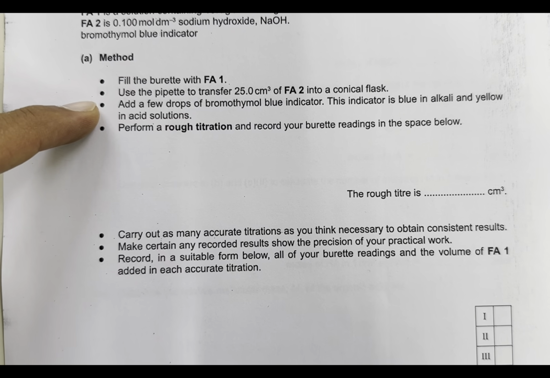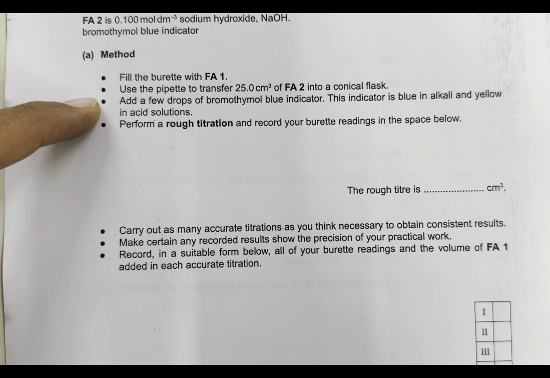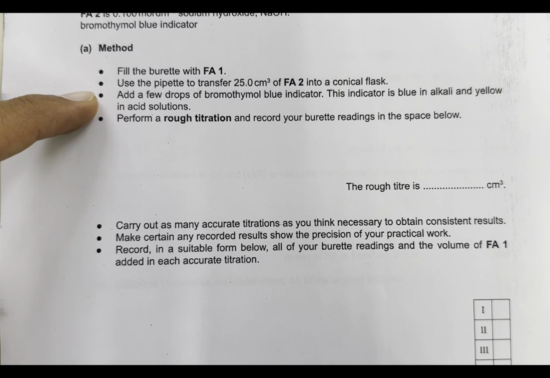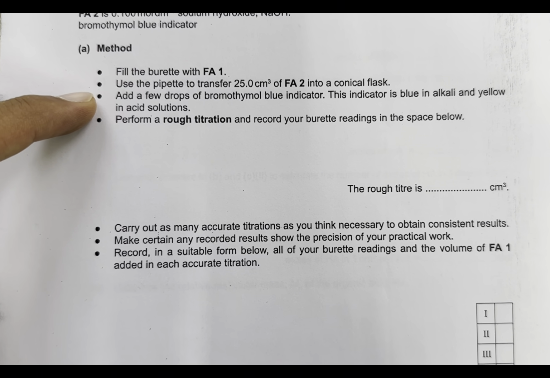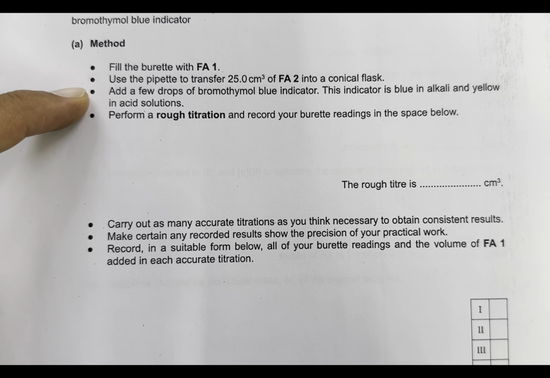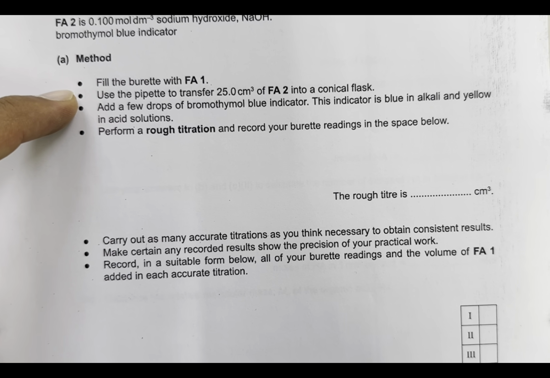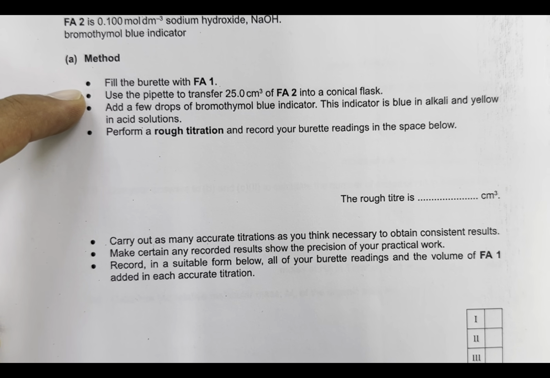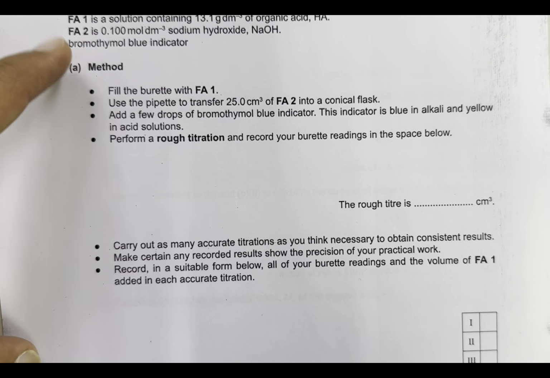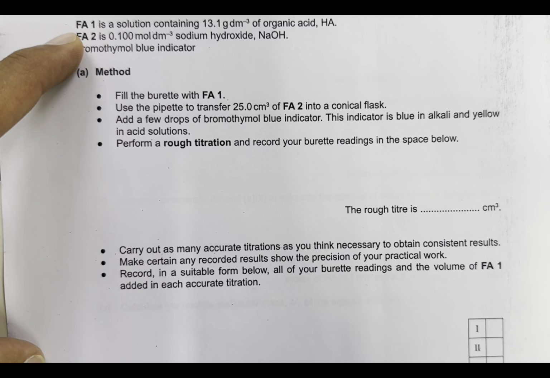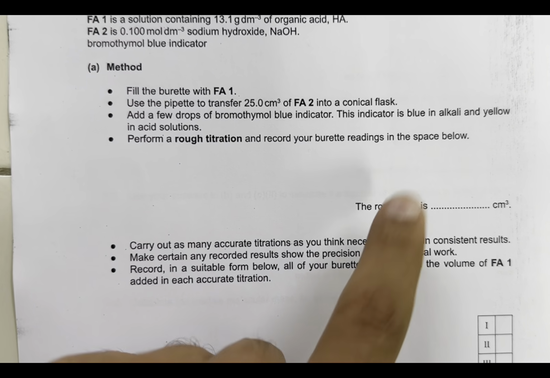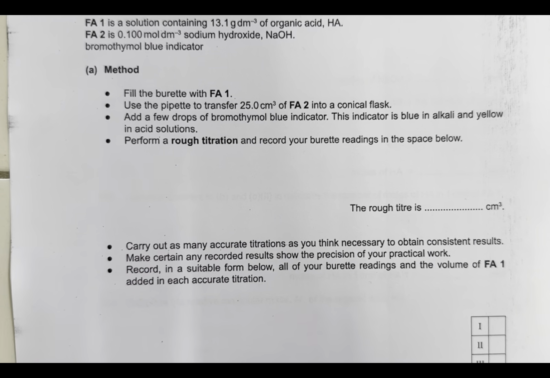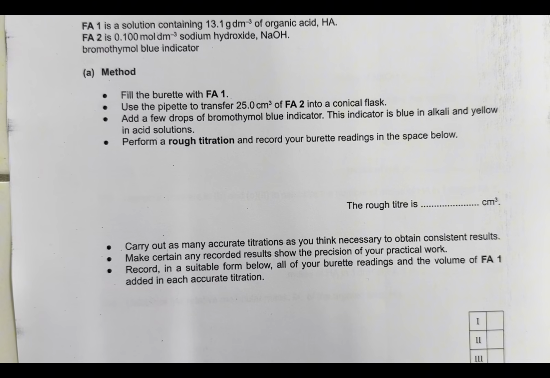Now the next point says add a few drops of bromothymol blue indicator. This indicator is blue in alkali and yellow in acidic solutions. We have taken Fa2 through pipette into the conical flask, and Fa2 is our sodium hydroxide alkaline solution. So in alkali, this bromothymol blue will be blue. So let's add few drops of bromothymol blue first.